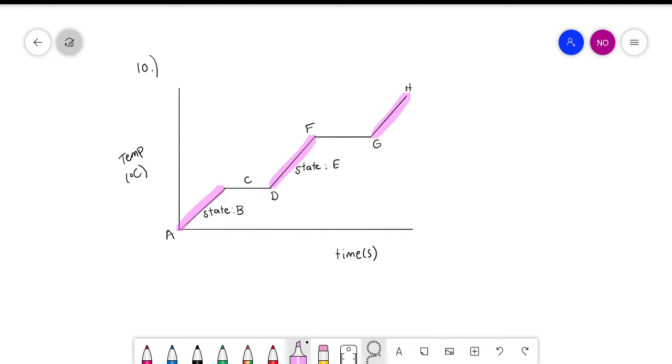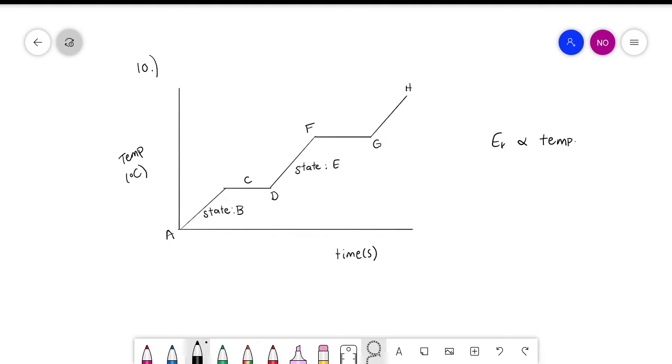Wat neem toe? Kinetiese energie of potentiële energie? Which one increases? Who says potential? Okay. Wie sê kinetiese energie? Kinetiese energie is reg. Why is it the kinetic energy that increases? Because remember, kinetic energy is directly proportional to temperature. And for those parts that I marked now, the temperature is increasing. Do you guys see? So in other words, if the temperature is increasing, then it means that the kinetic energy had to increase as well.